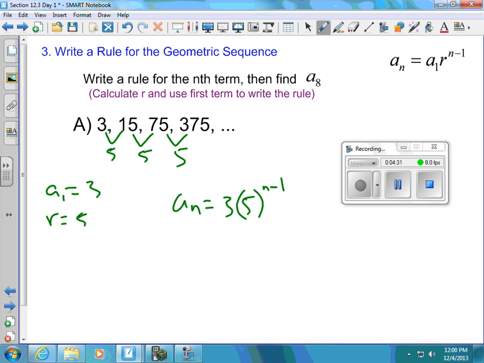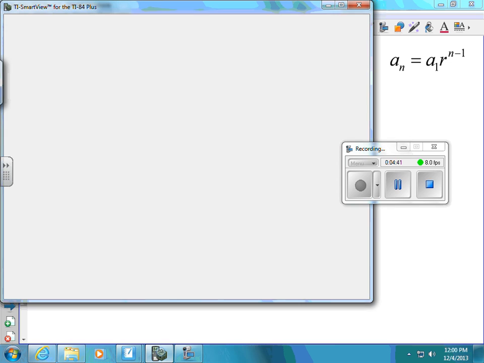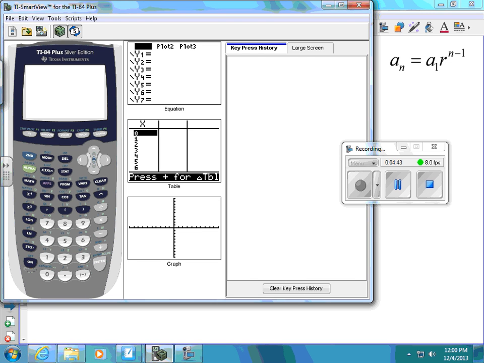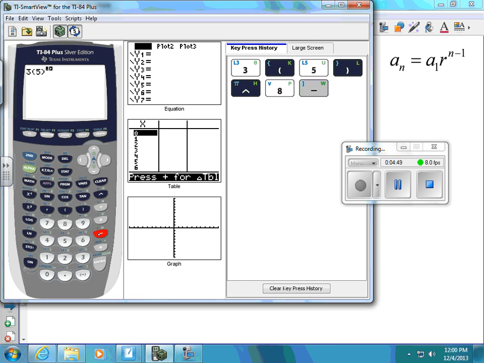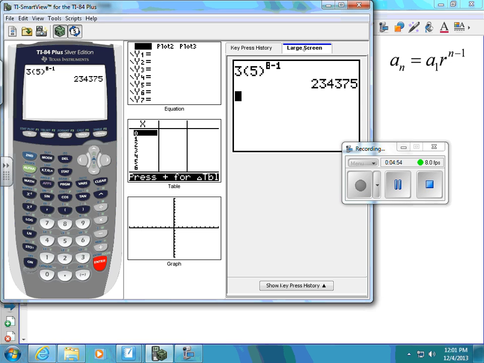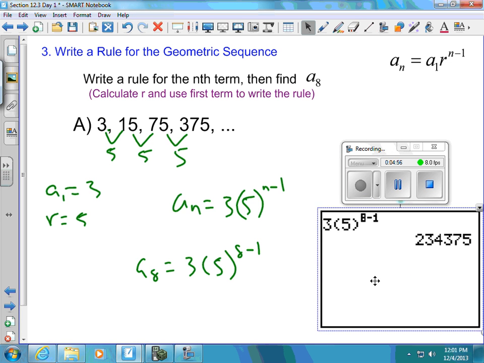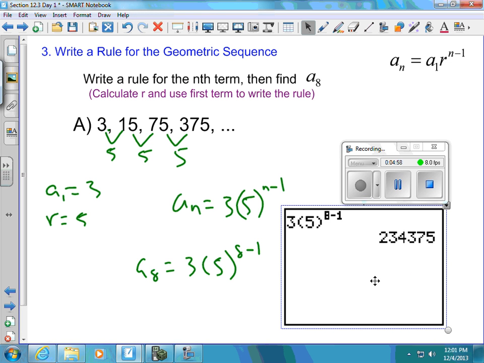If I want to find the 8th value, then I just say, okay, A sub 8 equals 3 times 5 to the 8 minus 1. I can plug that in my calculator. 3 times 5 to the 8 minus 1. Well, that's really 7, but if you just literally type it in, it'll do it for you. And we get 234,375.